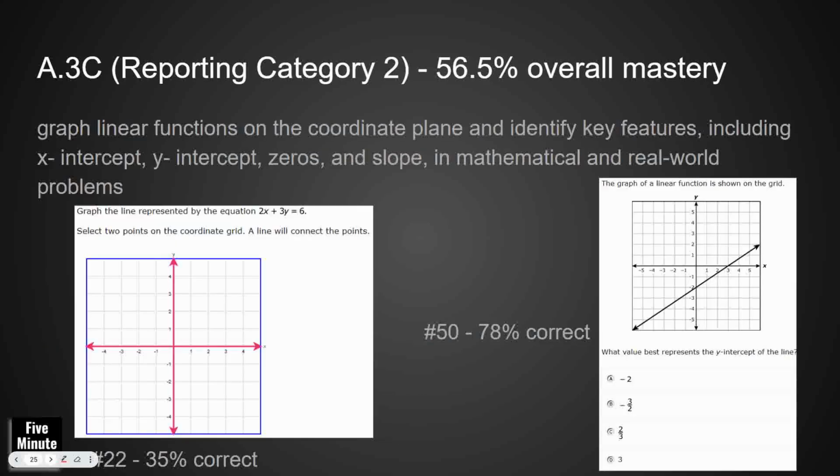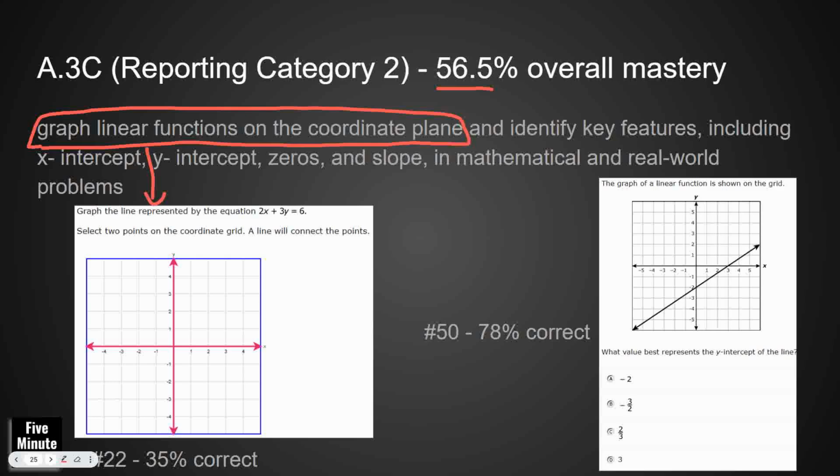Next, we're looking at A.3c, 56.5% overall mastery, so we almost hit that 60% threshold. We're graphing linear functions, and you can tell the difference. Number 22, 35%, 50, 78%. But this standard is always one that throws us off because look at this, graph linear functions. Okay, this is simply graphing linear functions. This one is hard because now we have the graphing feature. But look at this other one.